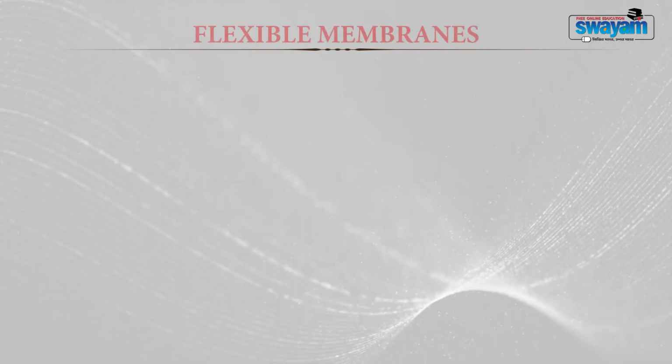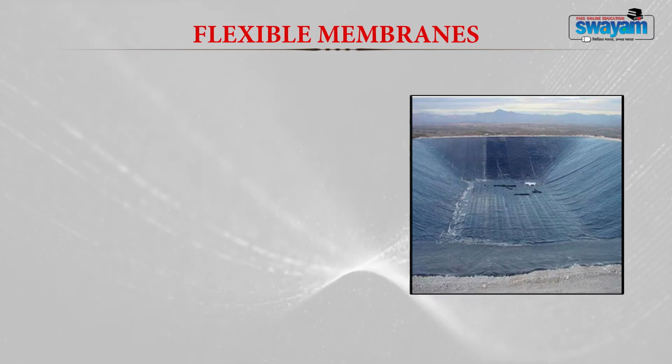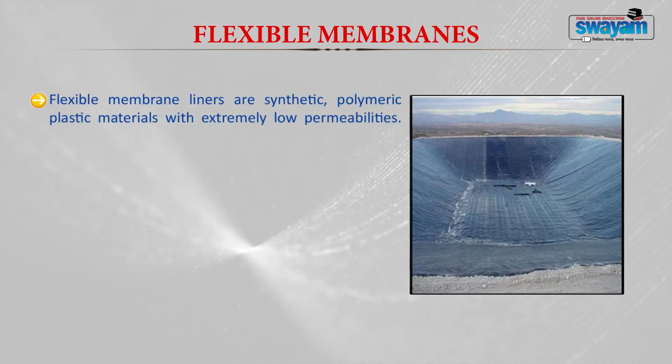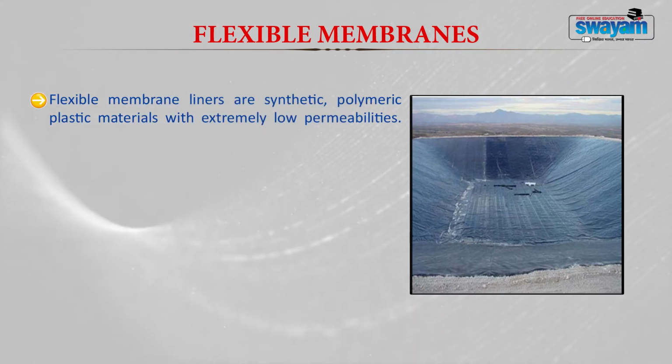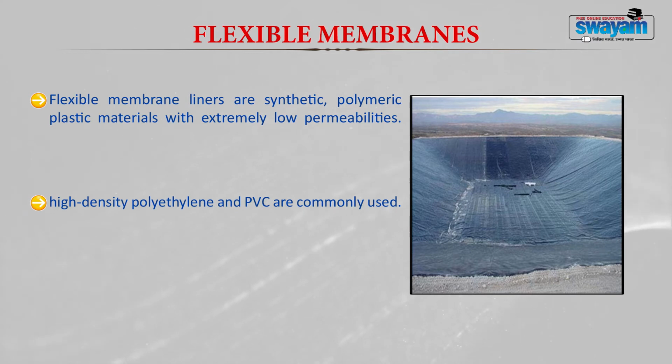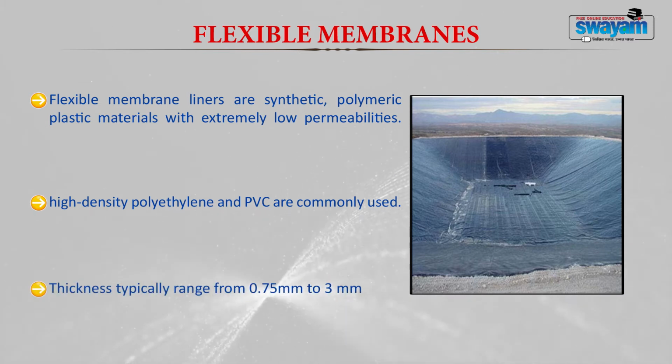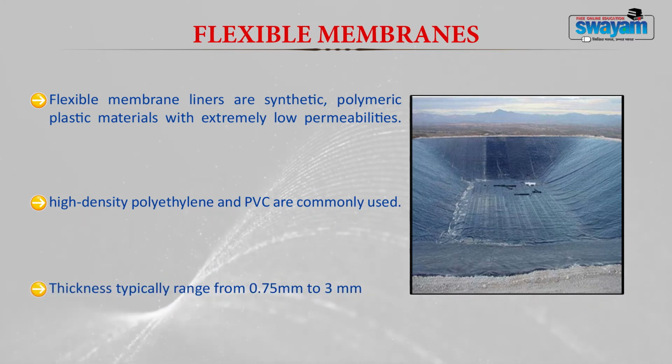The next type of liner material is your flexible membrane. Flexible membranes are synthetic polymeric plastic materials that have extremely low permeability. High density polyethylene and PVC are commonly used for fabrication of these flexible membranes. Now, the thickness generally varies between 0.75 to 3 mm.